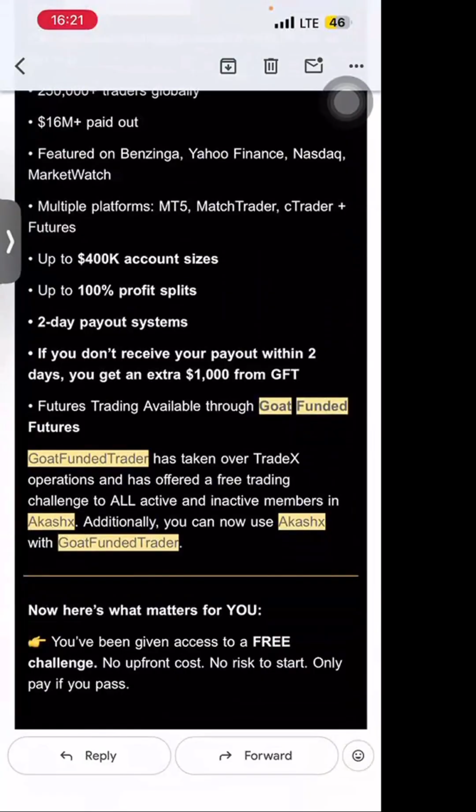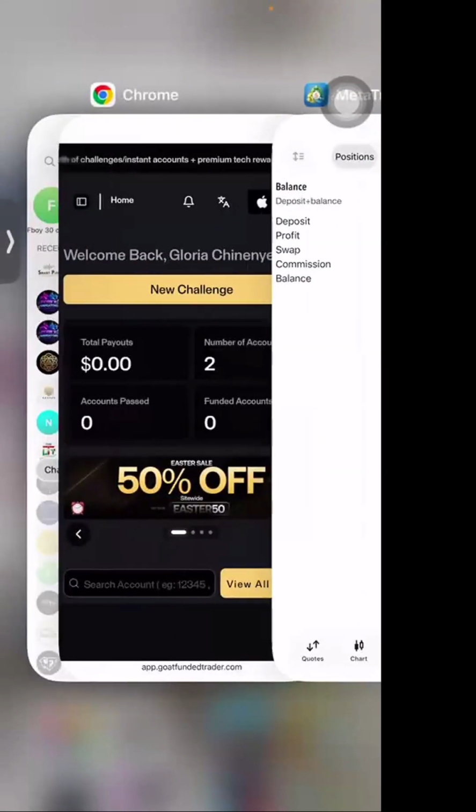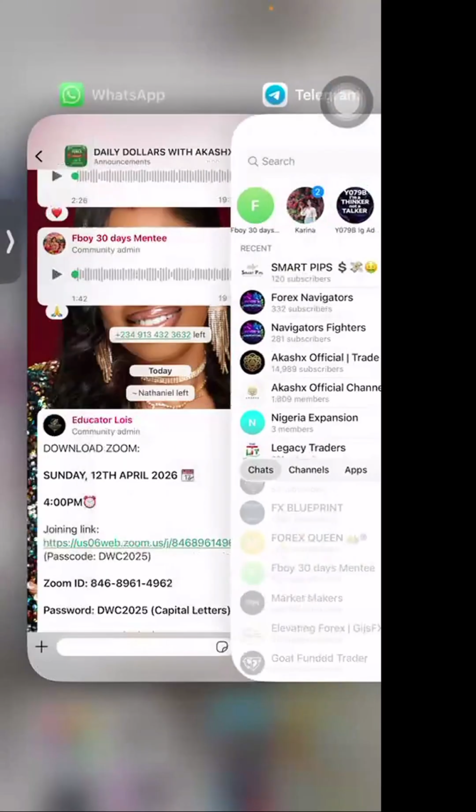So you can see this. Additionally, you can now use Akashx with GoatFunded Trader. So every Akashx member now has access to a $100,000 GoatFunded account. Isn't this amazing? So aside from that, let me take you guys to our Akashx Telegram group.